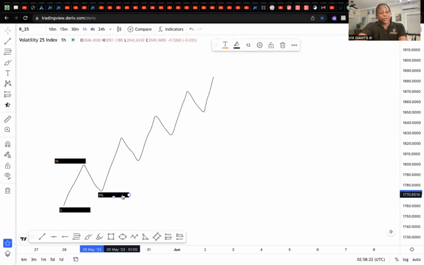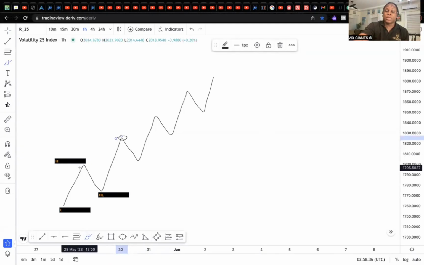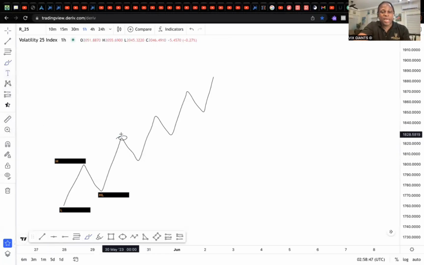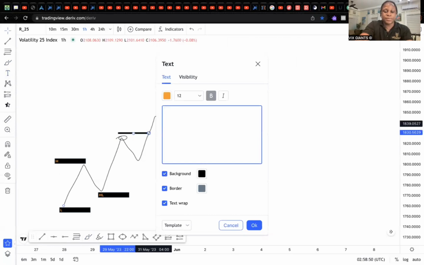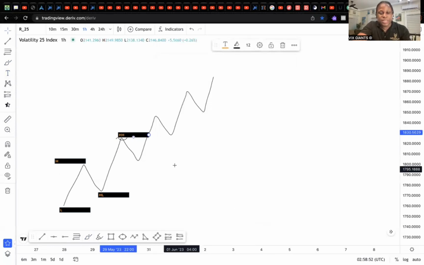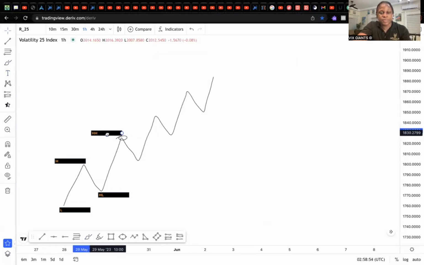We created that low and then we trend up. Right now, we're at this point in the trend. Compared to the previous high, this one is a bit higher, so that makes this point a higher high. We're going to put HH to represent a higher high.